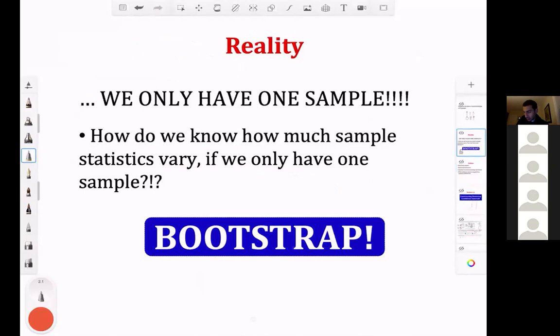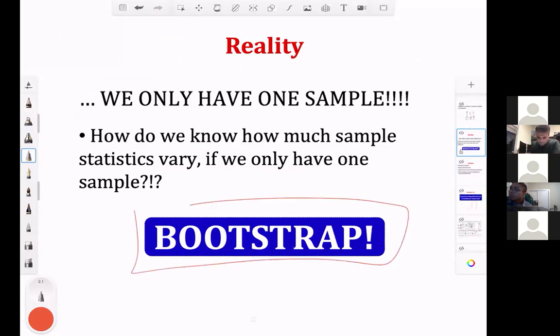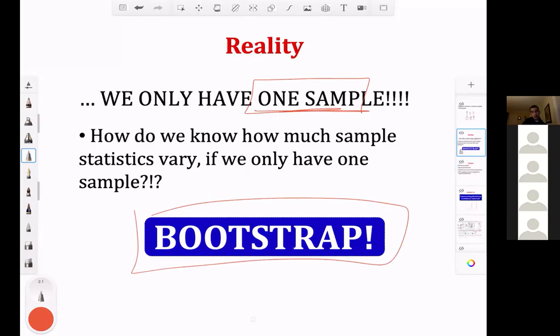That was the reaction of Asante. Now he said, reality. So with bootstrap, we are able to do it with only one sample. You're going to have one sample here.